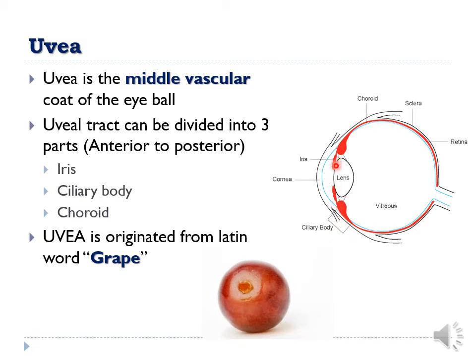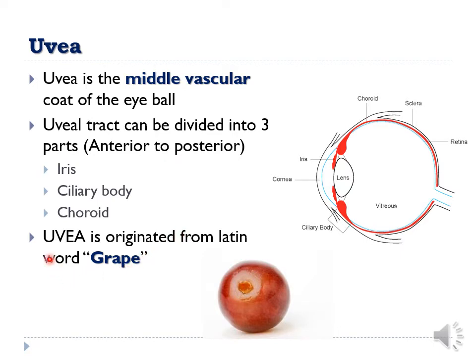As I mentioned, from the anterior side, this is the iris, this is the ciliary body, and this is the choroid, lining the back surface or back part of the eye. So it is easy to remember from anterior to posterior, and when you're writing you have to specify which side to which side, anterior to posterior or posterior to anterior.